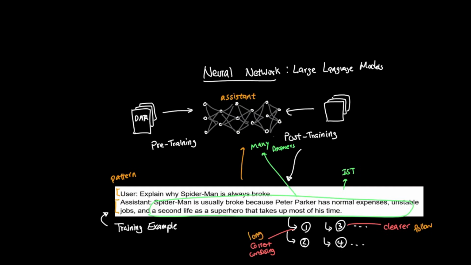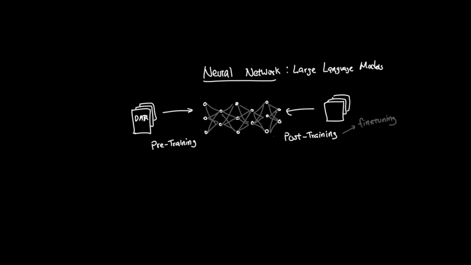One answer might be too long. Another might follow the user's request better. Some answers may be unsafe or unhelpful. But post-training does not stop at instruction fine-tuning. It can also include methods that further shape the model's behavior using feedback.